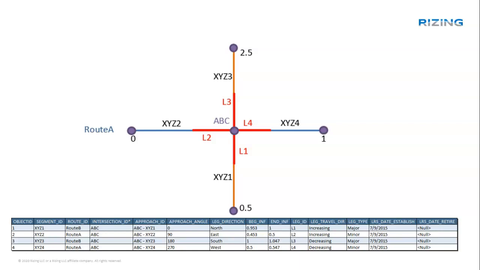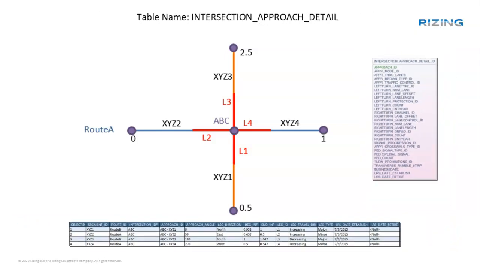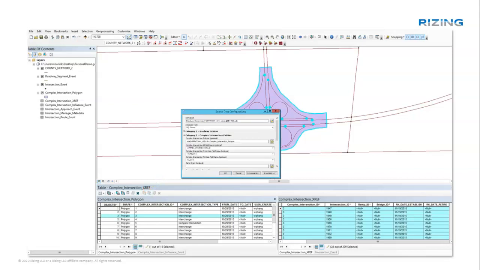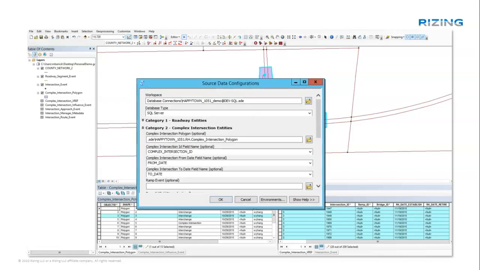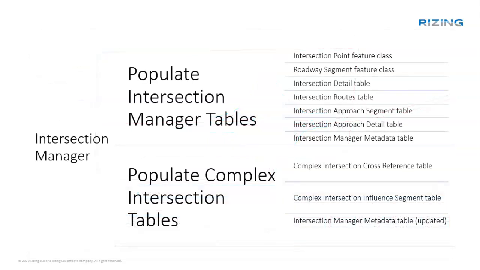Like the Intersection Detail Table, the Intersection Approach Detail Table is an editable version of the Intersection Approach Segment Table and is kept in sync with it. Users can add additional attribute columns to the Intersection Approach Detail Table. A polygon feature class containing polygon records that encompass complex intersections can be added in the Source Data Configurations menu in order to generate complex intersection tables.